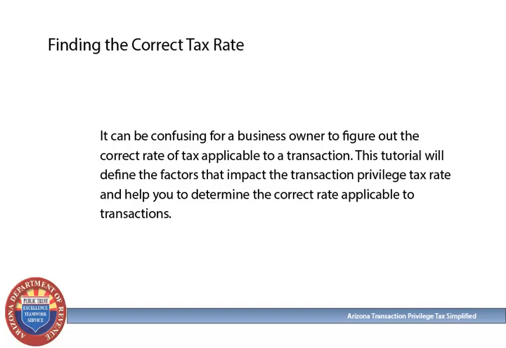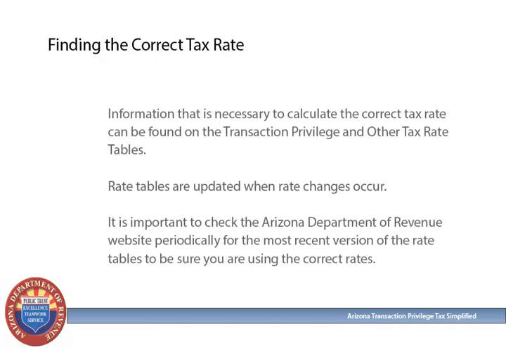It can be very confusing for a business owner to figure out the correct rate of tax applicable to a transaction. This tutorial will define the factors that impact the tax rate and help you to determine the correct rate applicable to transactions. Information that is necessary to calculate the correct tax rate can be found on the transaction privilege and other tax rate tables.